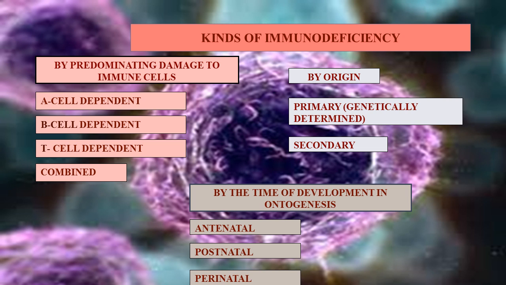Kinds of immunodeficiency are, by predominating damage to immune cells: A cell dependent, B cell dependent, T cell dependent, and combined. By origin, immunodeficiency may be primary, genetically determined, and secondary. By time of development in the ontogenesis, immunodeficiency may be antenatal, postnatal, and perinatal.